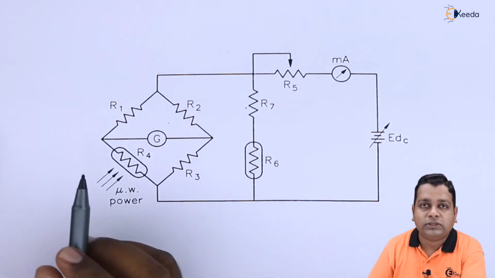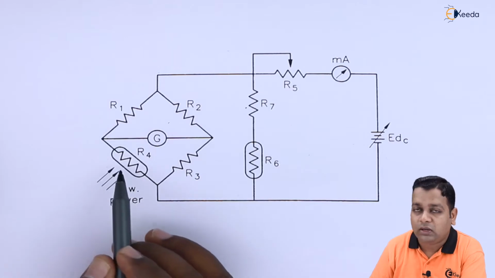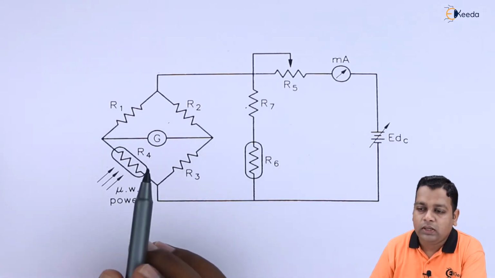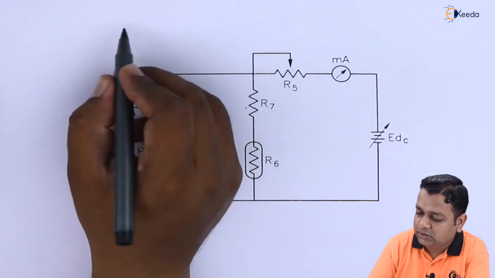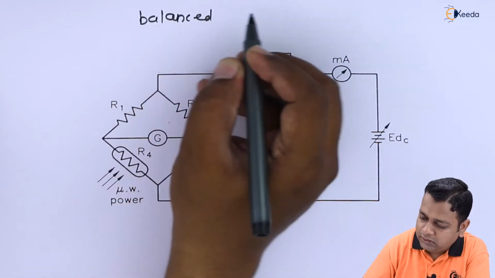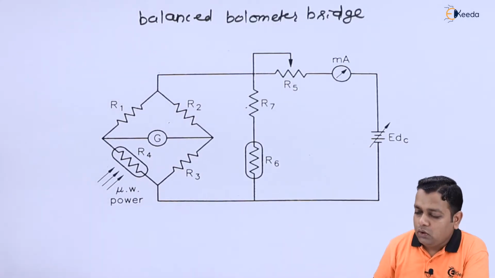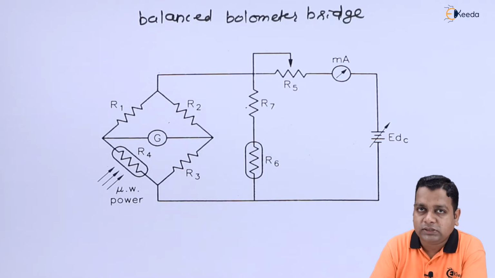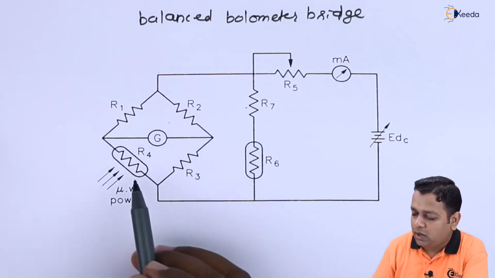So now such a change in the resistance value can be connected into a bridge here. The bridge is supposed to be a balanced bolometer bridge, hence in the schematic diagram I name it the balanced bolometer bridge. Along with the unknown resistance change, we have some known values also, R1, R2, R3.